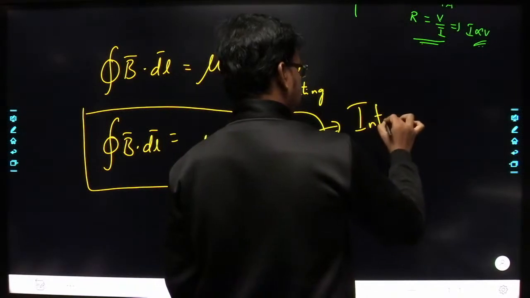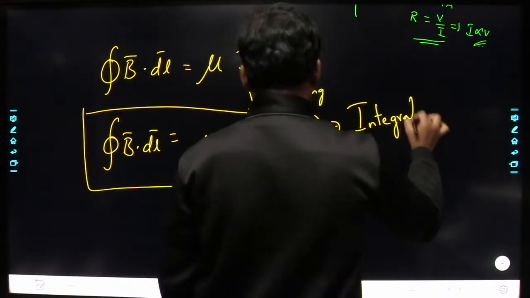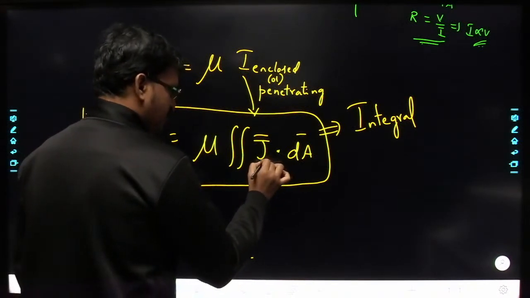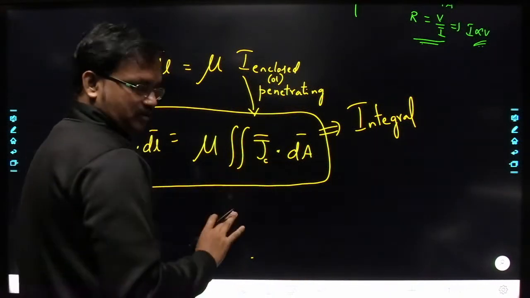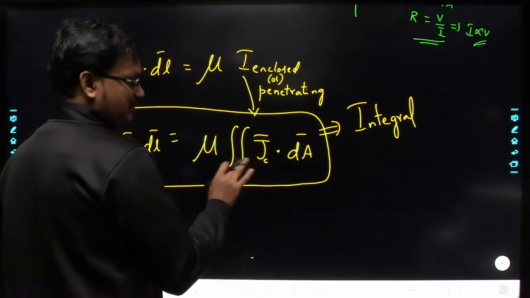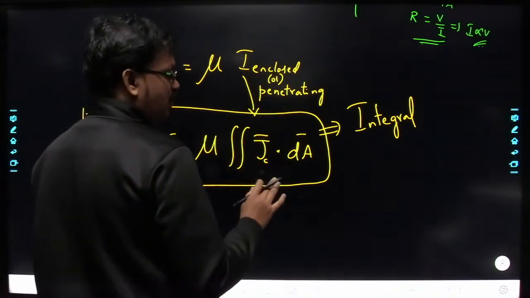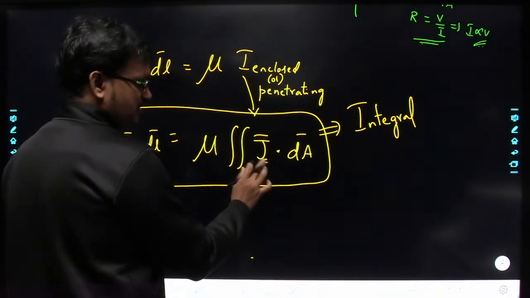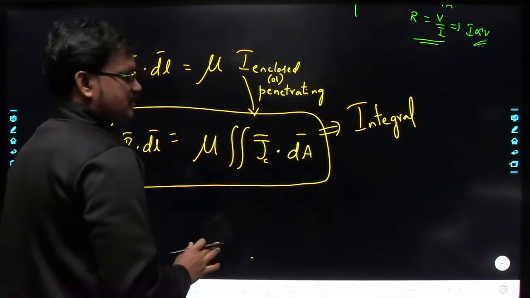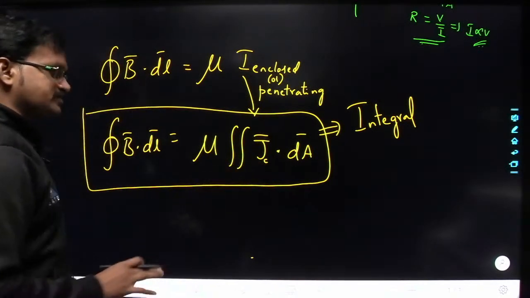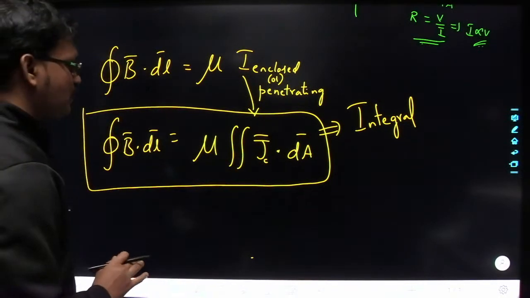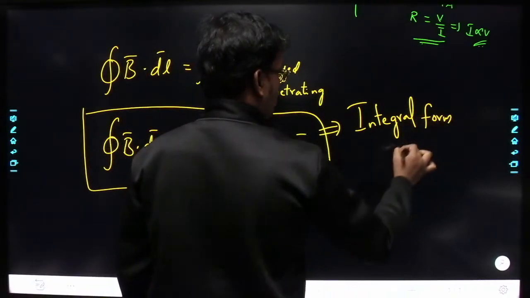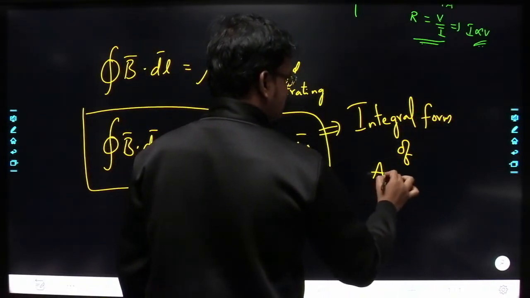So we call this the integral form. I forgot to represent the subscript here. Generally in books they won't represent the subscript; you have to understand this as conduction current density. In order to make you understand that this is conduction current density, I am representing it with subscript C. Generally in books they won't represent all the subscripts. So this is the integral form of Ampere's law.